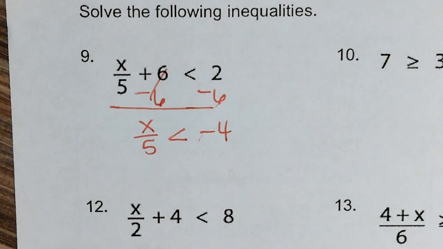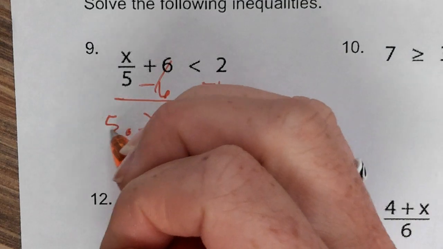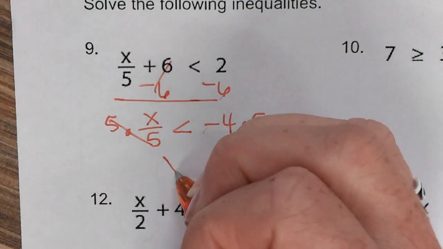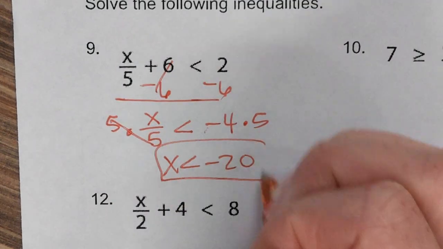Is the coefficient of x positive or negative? So am I going to flip my sign? No. How do I get rid of a divided by 5? Multiply by 5. So I have x is less than negative 20, and that's my answer.